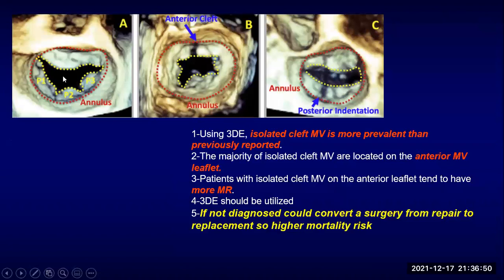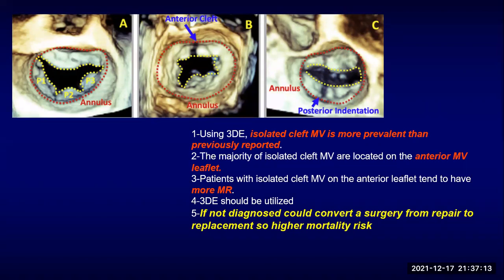And you can see several clefts in the images. So isolated cleft is more prevalent than we know. And it is with 3D echo that we can have a better image of the clefts. We can see them better. The majority of isolated clefts are located on the anterior mitral valve leaflet.